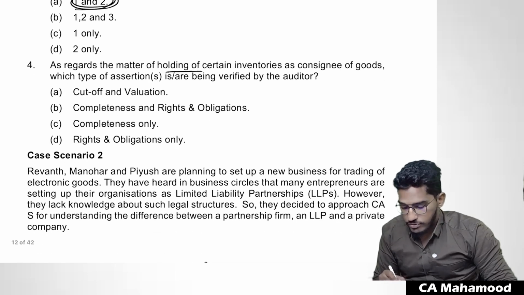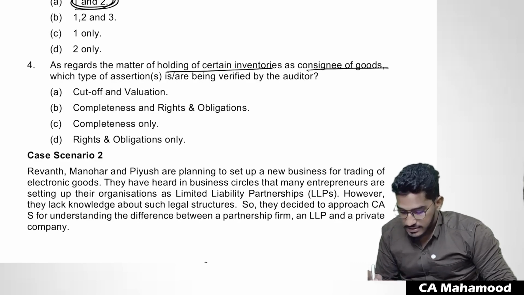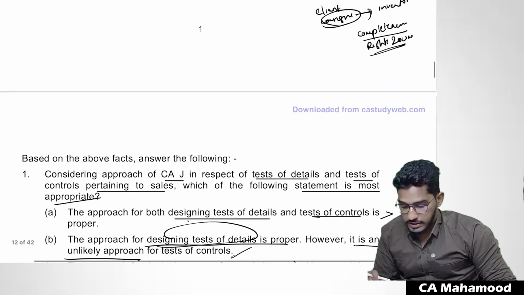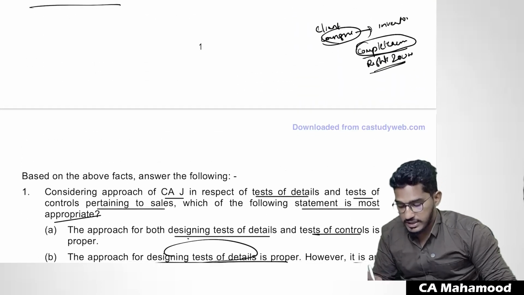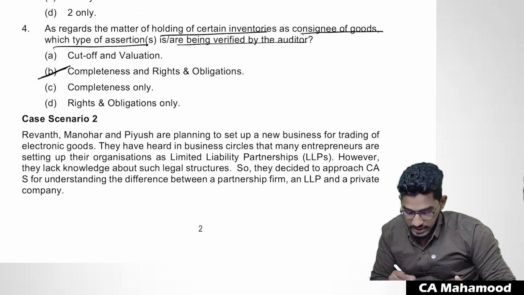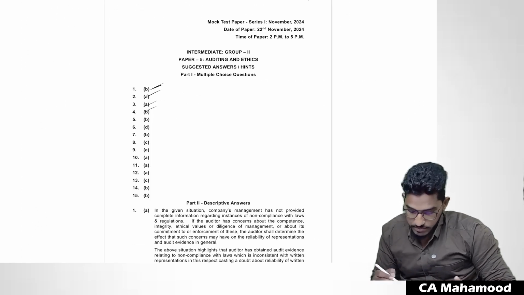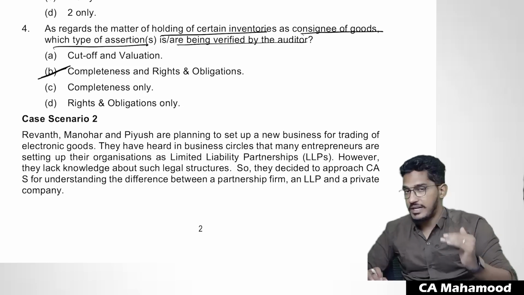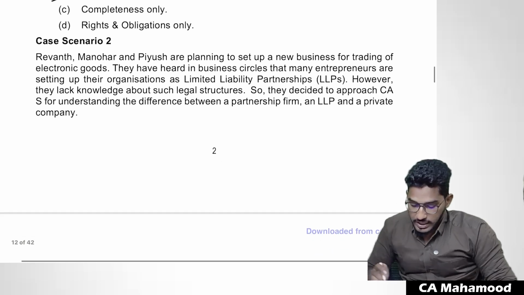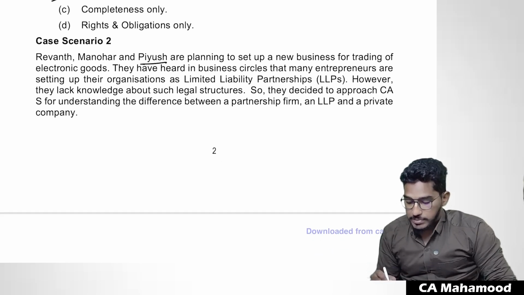As regards the matter of holding of certain inventories, as consignee of the goods, which type of assertions are being verified by the auditor? This also we have written at the respective place itself. He's trying to obtain evidence regarding completeness as well as rights and obligation. So he's trying to obtain evidence regarding both. So the key is also here B. Next. So this is case scenario number 1. Now let us try to have a look at case scenario number 2. Revant, Manohar and Piyush are planning to set up a new business for trading of electronic goods.